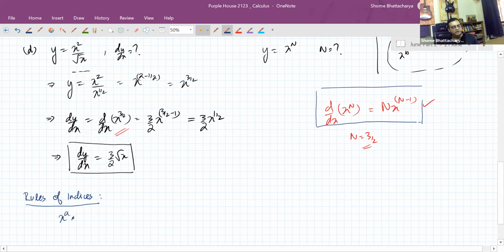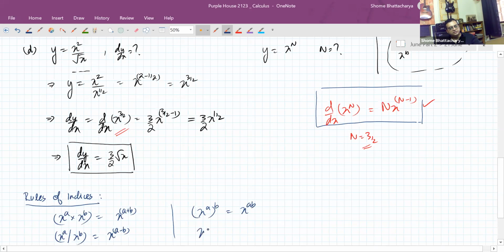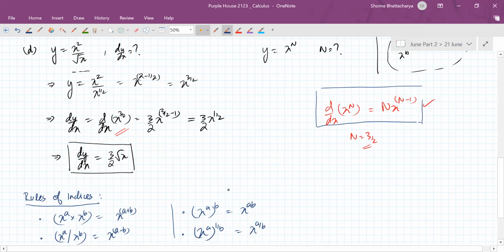So x to the power a into x to the power b is equal to x to the power a plus b. Similarly, x to the power a divided by x to the power b is equal to x to the power a minus b. Similarly, x to the power a to the power b is the same thing as x to the power ab, or for that matter, x to the power a whole thing to the power 1 by b is the power a by b, like this. Basically, it's a combination of these kind of rules that we are using. Sir, only these four? Yeah.